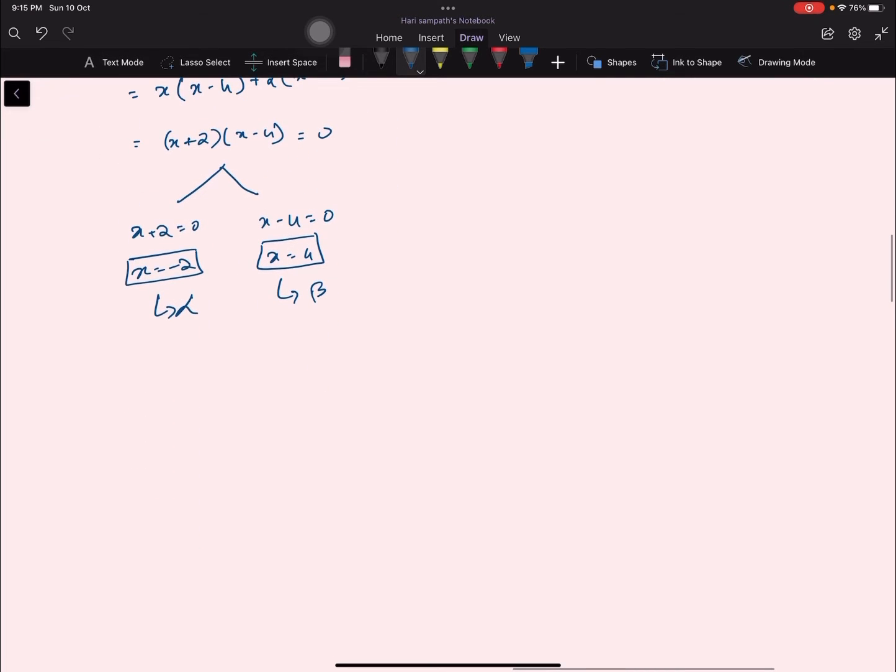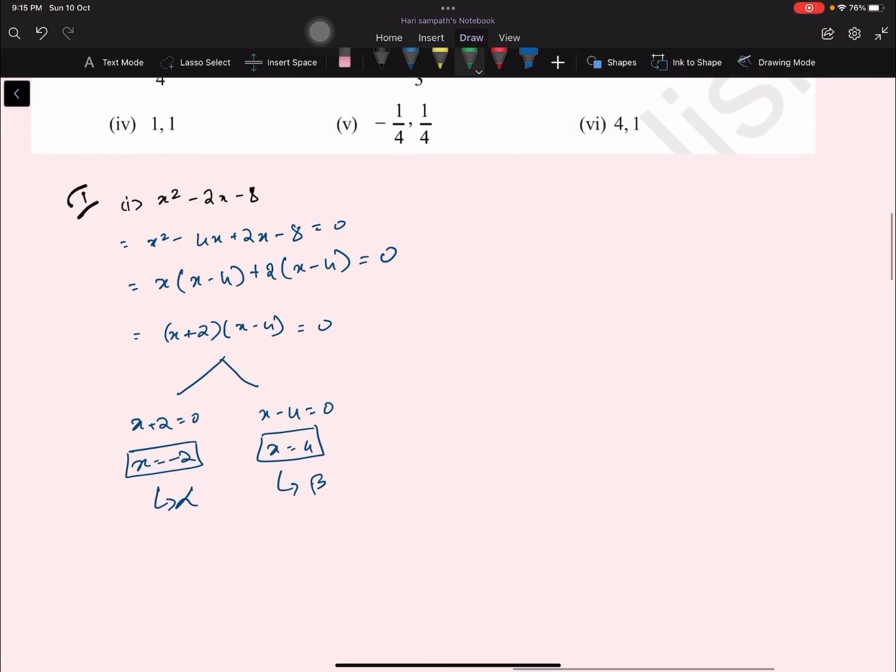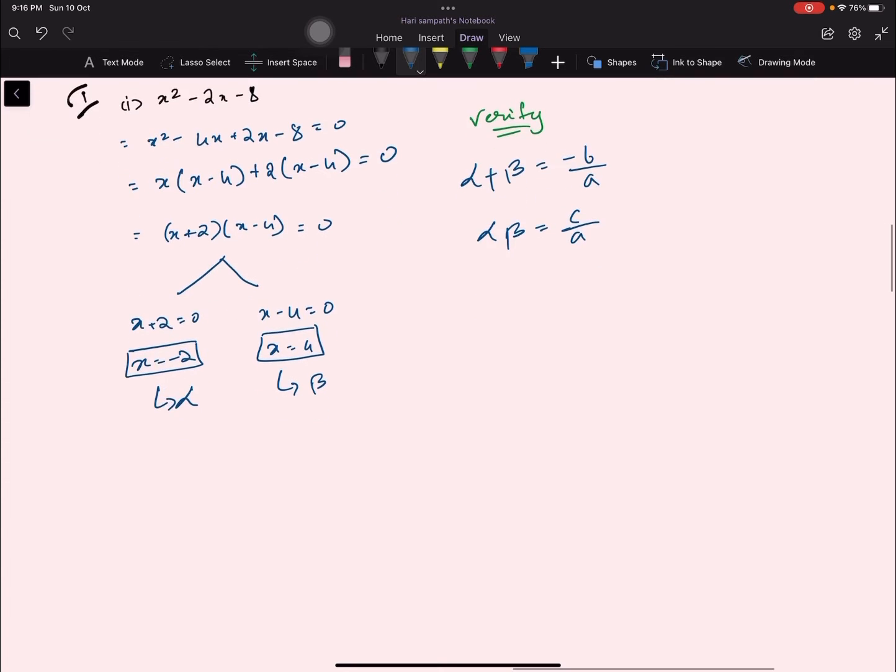And we also need to verify this equation. And to verify, we need to know these two formulas: alpha plus beta equals minus b by a, and alpha beta equals c by a. Right, guys? So this is alpha and this is beta. When you add them, you get minus 2 plus 4 equals 2.